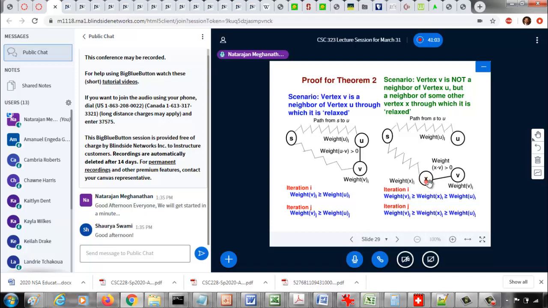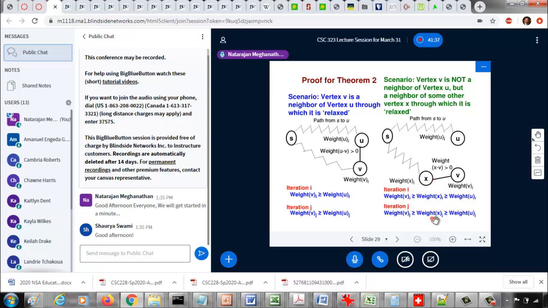So let us pick one such neighbor x that is not yet optimized. Now the weight of x is greater than or equal to the weight of u, because u was picked ahead of x. So in iteration I, u was picked ahead of x, and v is going to be optimized through x, so the weight of v in the ith iteration will also be greater than or equal to the weight of x, which is greater than or equal to the weight of u in the ith iteration. Now this is the ith iteration, the earlier iteration.